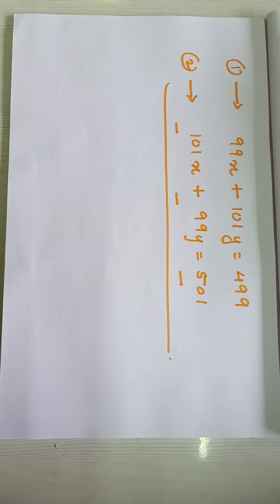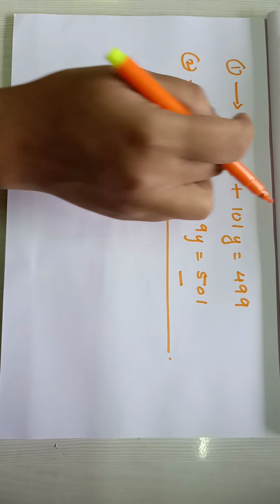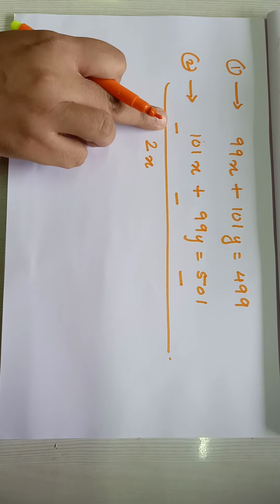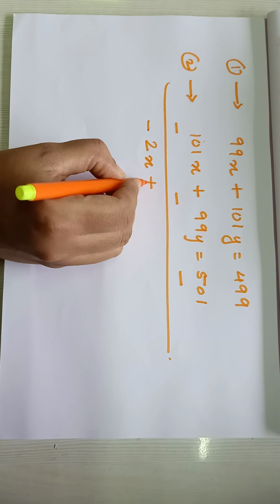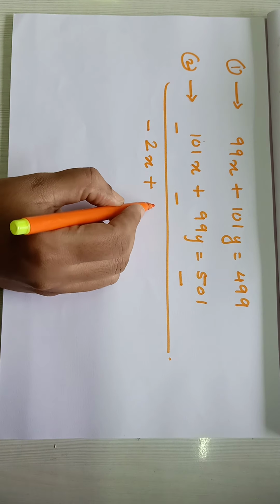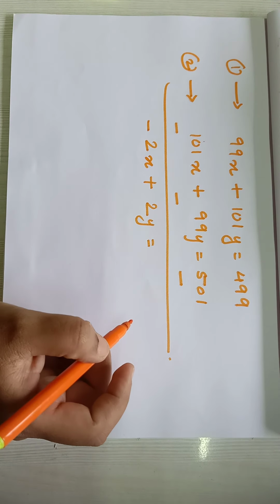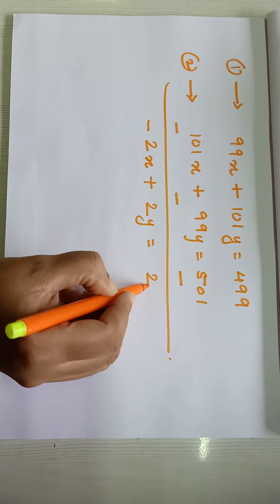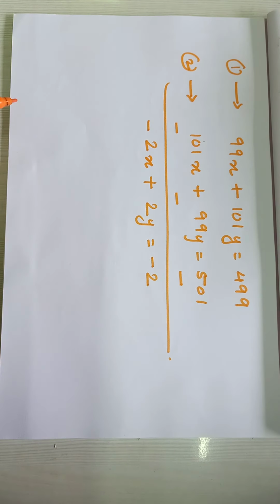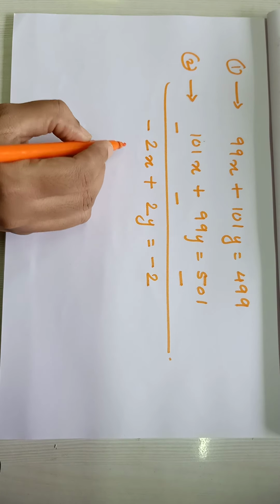So now let's solve this. 101 minus 99 will be 2x. 101 minus 99 is 2, and the greater number's sign is minus, so minus 2x. This will be plus 101 minus 99, again 2y. This will be 501 minus 499, which is 2, and the greater number's sign is minus. So this will be minus 2x plus 2y equal to minus 2.